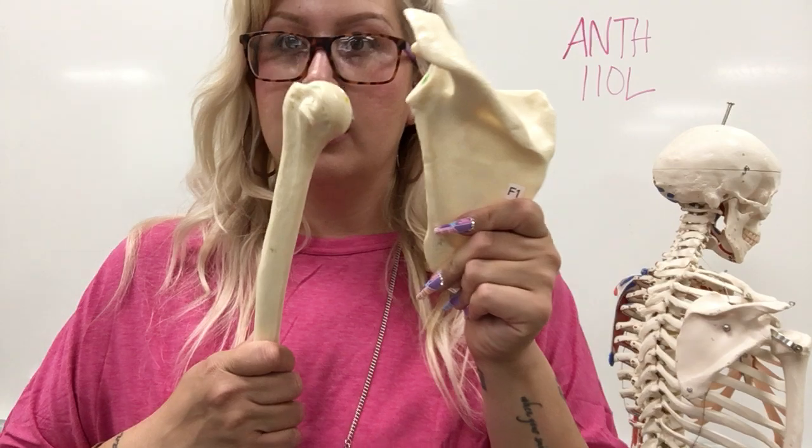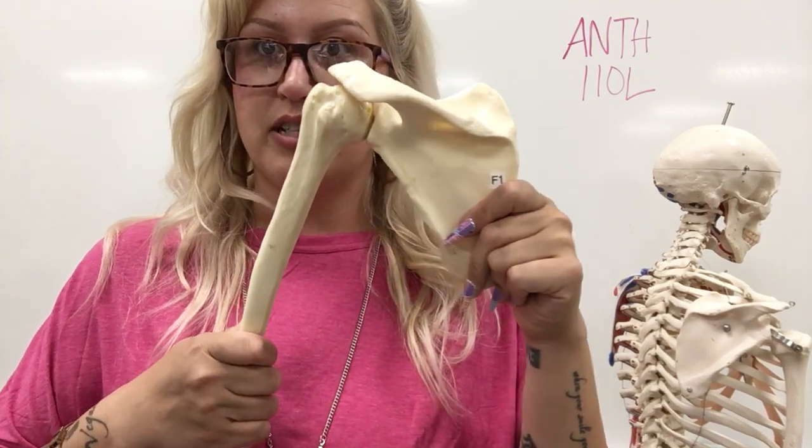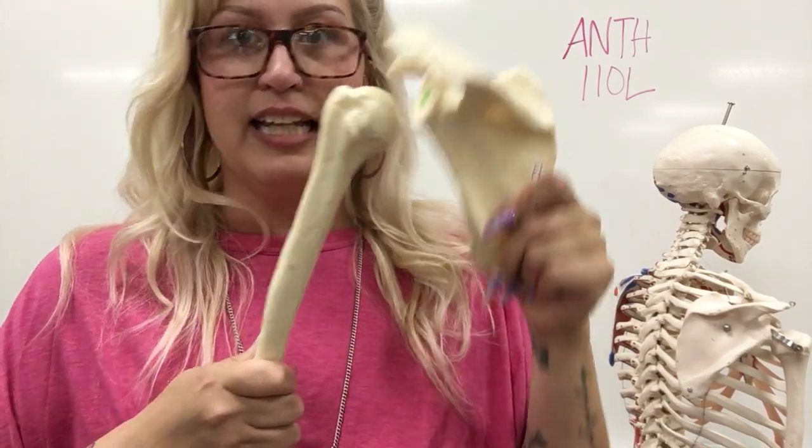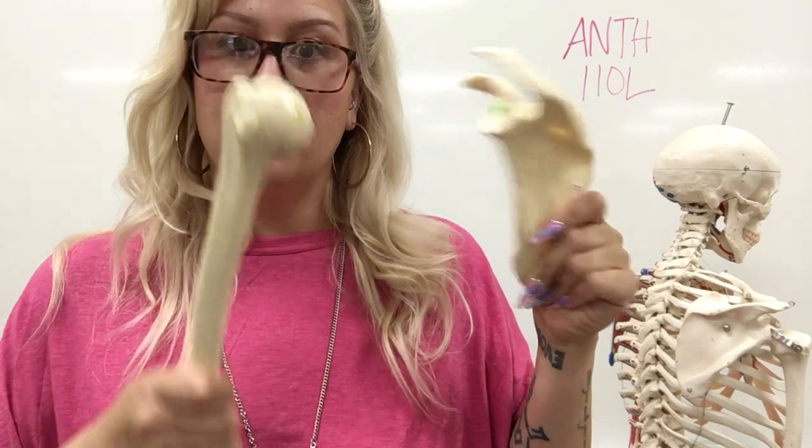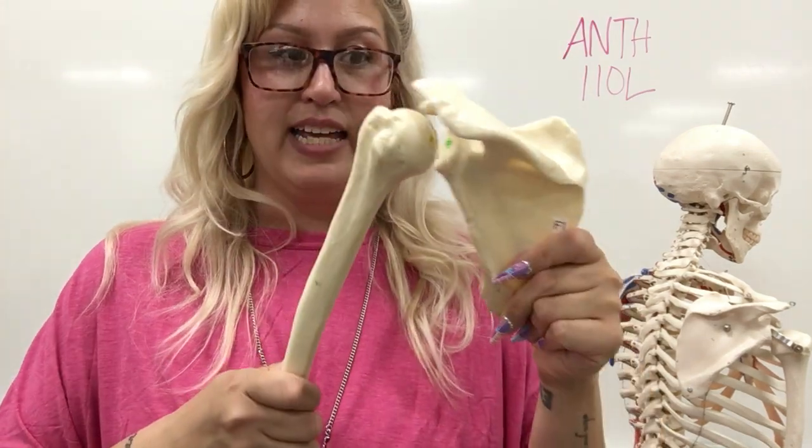But this is where, let me see, the humerus is coming up and connecting right here. So you can see how those kind of fit together, right? The glenoid fossa of the scapula, the humeral head of the humerus. They're connecting to create that shoulder joint.